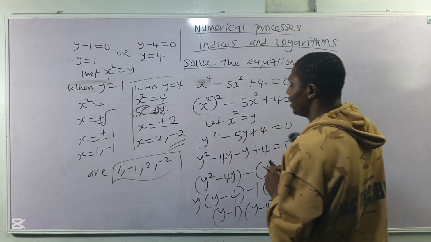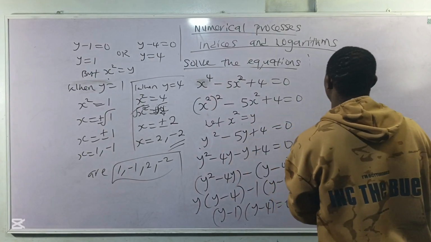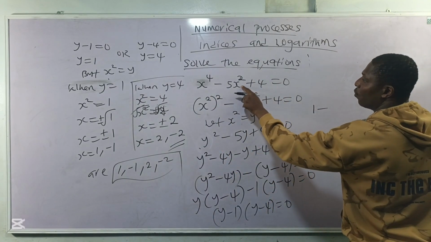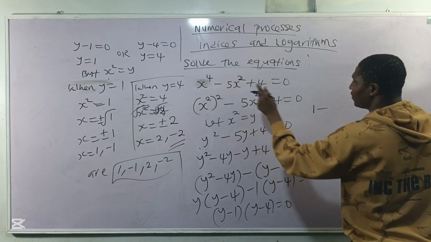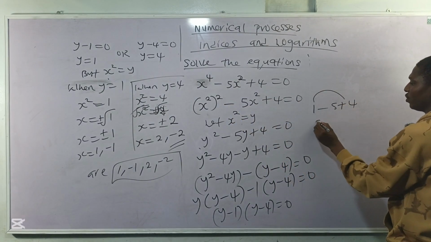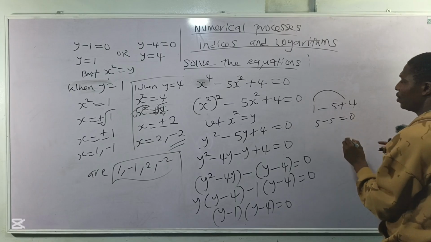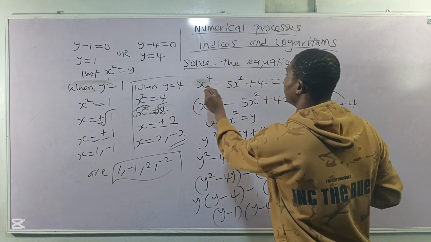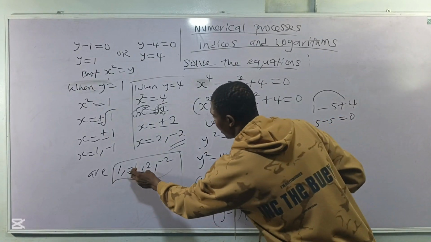Let's check when x is 1. If x is 1, I'll have 1 raised to power 4 as 1, minus 1 squared as 1, minus 5 times 1 will give me minus 5, plus 4. 1 plus 4 is 5, and 5 minus 5 is 0. So 1 satisfies this. Let's check minus 2. And you can check that of minus 1 and 2.